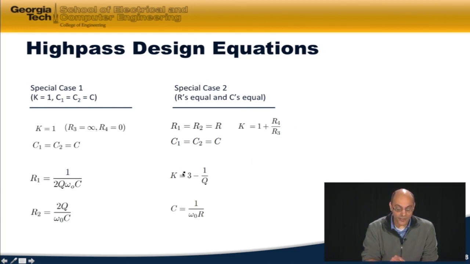Now these special cases do simplify the equations, but you're restricted in your circuit implementation. For example, this equation, it's a very simple equation, but once Q is chosen for the filter, K is fixed at the value of 3 minus 1 over Q, and that might not be desirable for your application.